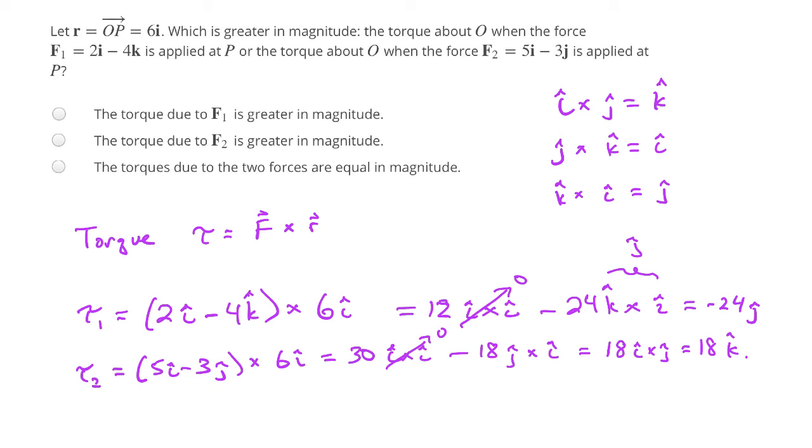So we can see which one is going to have a greater magnitude. The magnitude of the first torque is going to be 24. The magnitude of the second torque is going to be 18. And so the first torque gives the greater magnitude.